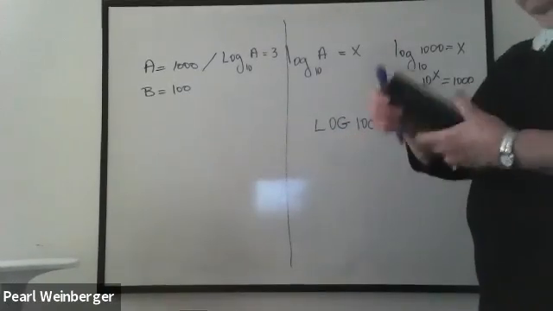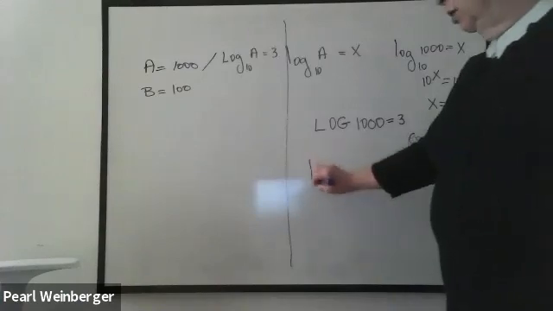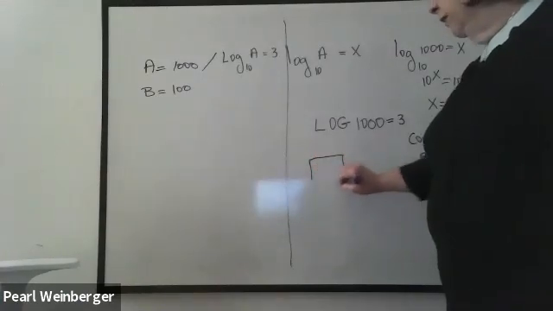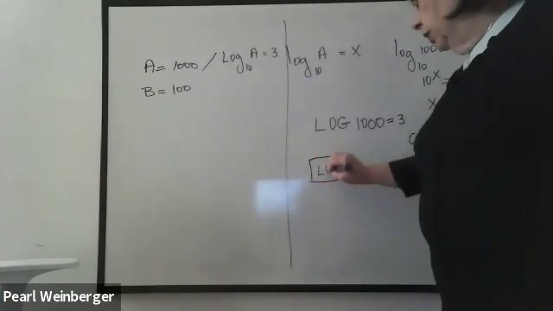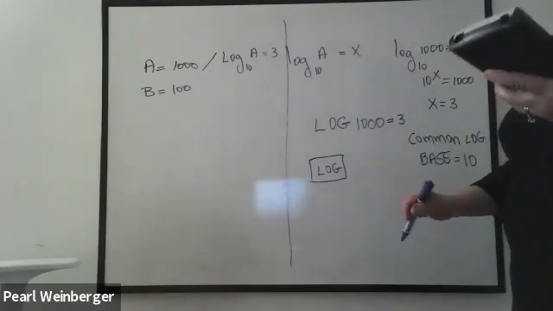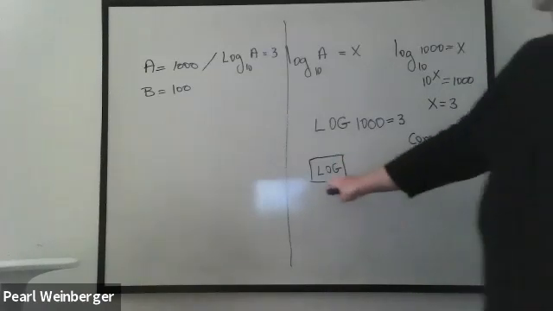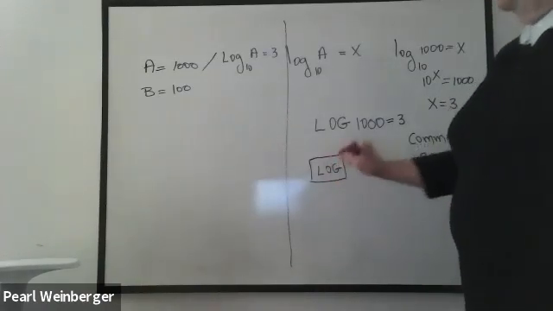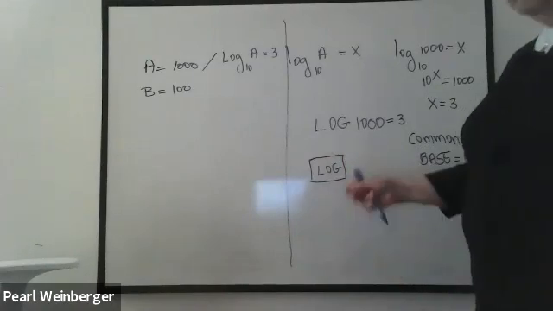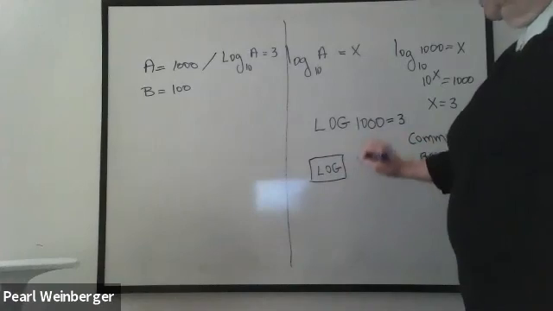And by the way, if you look on your calculator, you probably will discover a button that says LOG on it. It might look like an L, it might look like an I, it might be lowercase. That button specifically is a log button that we're talking about, and it actually means the base is 10.